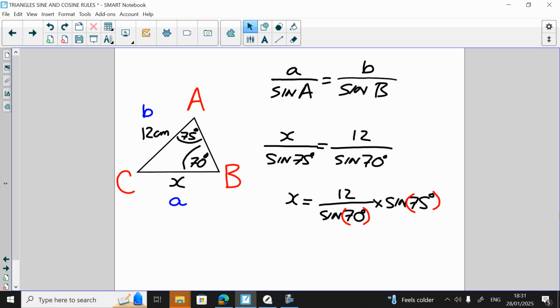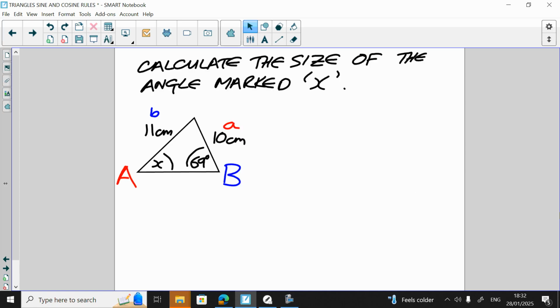I don't think this is going to be a nice answer here, but you might get 12.3. I don't know. Maybe add more decimal places there. I think I'm going to go for 12.3 because I didn't specify the number of decimal places. Right, so it looks like here we can now find a side with a sine rule. Right, let's move on.